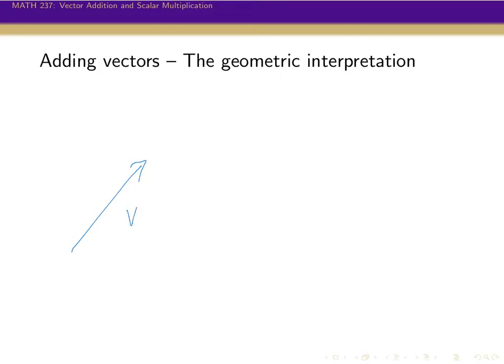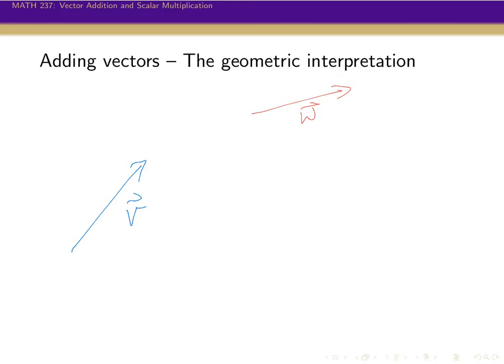So here's my V. Here is a vector W. And what we mean when we say adding vectors is we mean sort of putting the vectors end to end and seeing where you add up. So it's kind of like you go along vector V and then you go along vector W. Where do you add up? What does this give you?